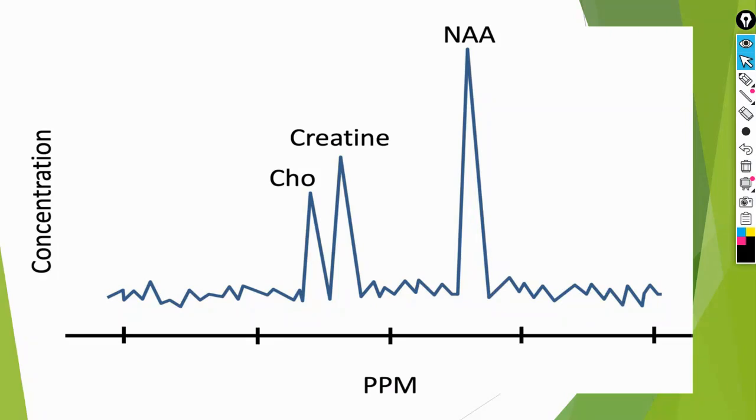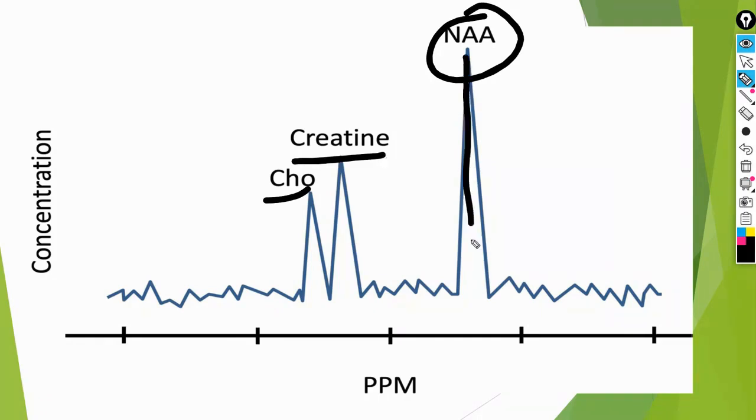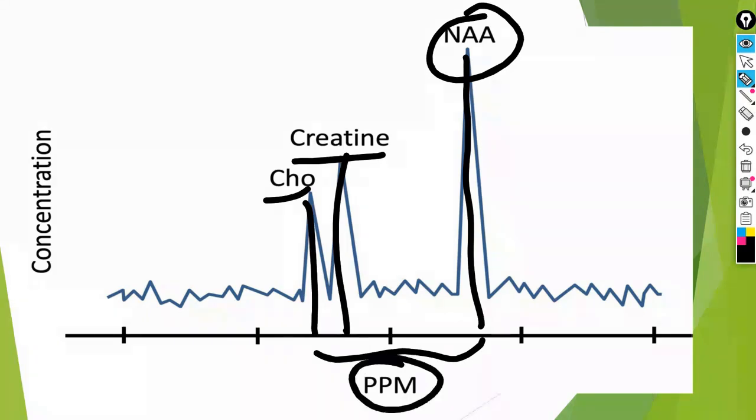I have already removed the water that was covering these signals, so I find that the N-acetylaspartate has a very high peak, the highest one, while creatine and choline are next to each other. Now there is a difference in frequency between N-acetylaspartate and creatine and choline. I call this difference parts per million. The parts per million indicates how much difference there is between the frequency of N-acetylaspartate and creatine, meaning you have a difference like this. It doesn't mean the frequency value itself.